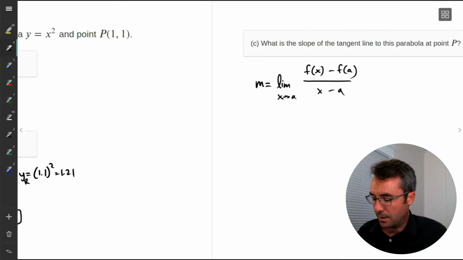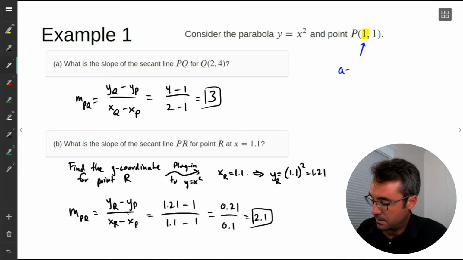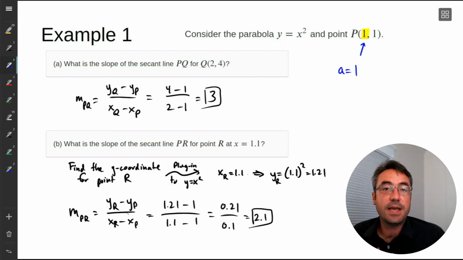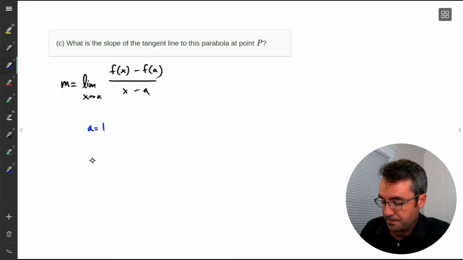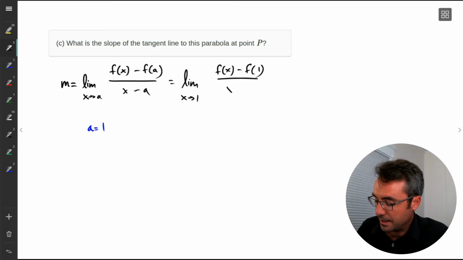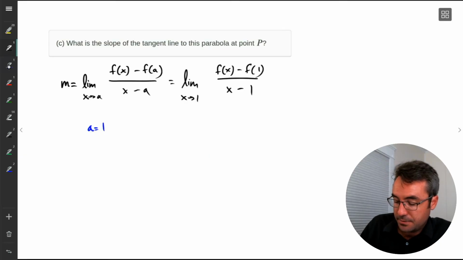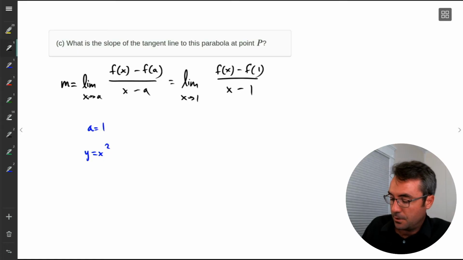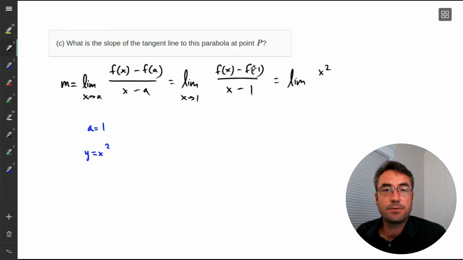What is our a value? Well, because we're talking about point P, the a value is just our x coordinate. The x coordinate tells us the a value for this particular point. So if a is equal to 1, let's fill that in. We're going to have the limit as x approaches 1 of f of x minus f of 1 all over x minus 1. And let's actually now fill in what our function is. It was y equal to x squared. So for this first piece, I'm just going to end up with an x squared here. And then when I plug 1 into the x squared function, I get 1.